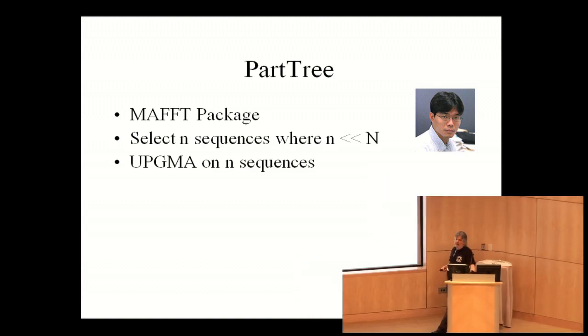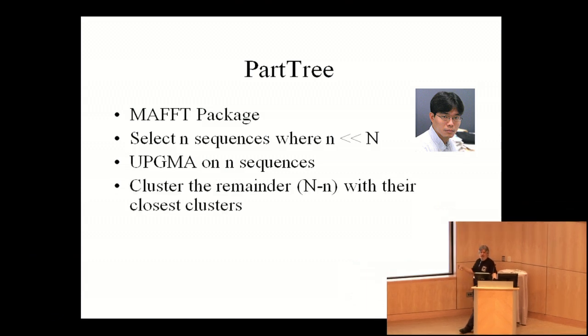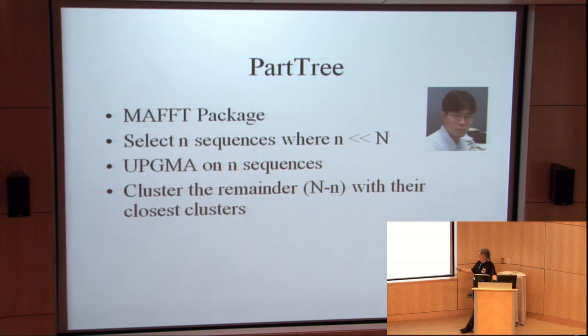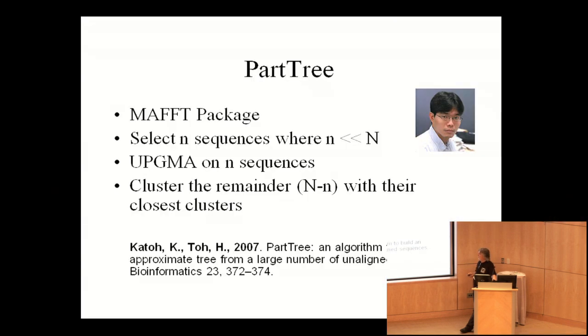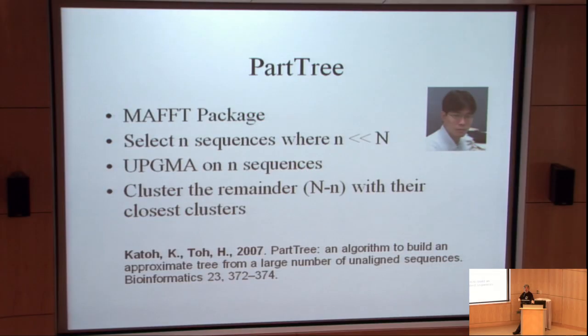You do UPGMA, average linkage cluster analysis, on those. You then cluster the rest in on top of the pre-existing clustering. So once you've done this, this is a little n squared, that's fast, and then this is linear with number of sequences, okay? And that's part of the MAFFT package. That gives you fairly crude clusterings, okay? So to make up for that, they iterate. They come up with a crude clustering first, they make a multiple alignment from that, and then they repeat it, okay?